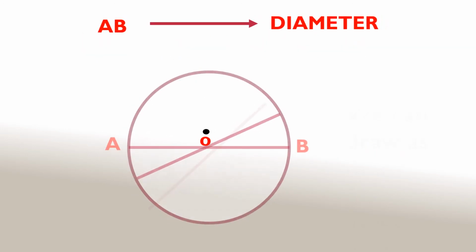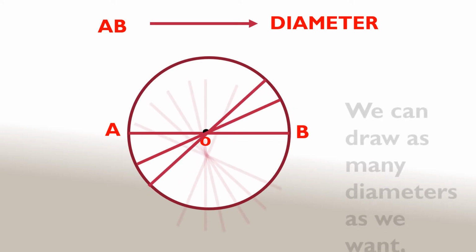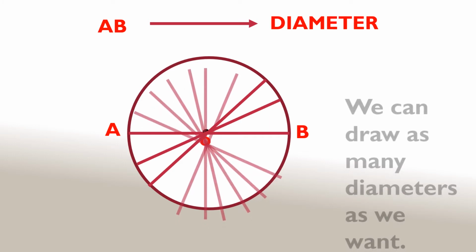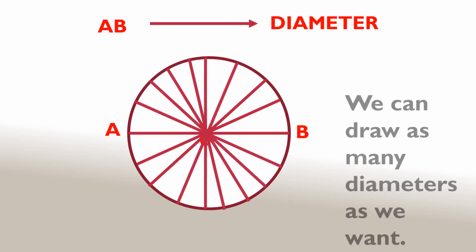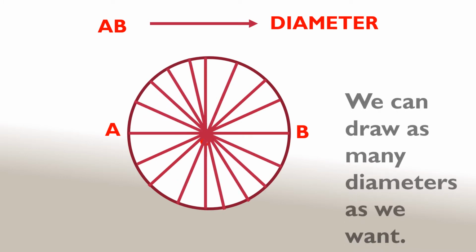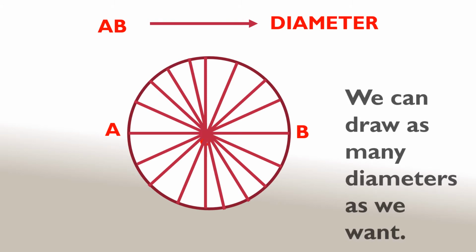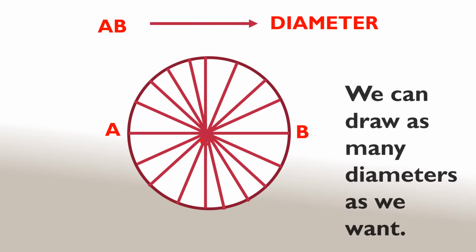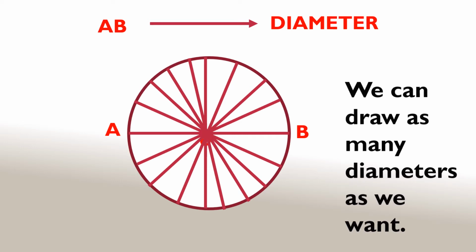Now children, let us see what is the diameter of a circle. See, here you can see a circle with center O. AB is a line segment which passes through the center O, and the points A and B lie on the circle. So, this is the diameter of the circle. Diameter is a line segment whose end points lie on the circle and which passes through the center of the circle.